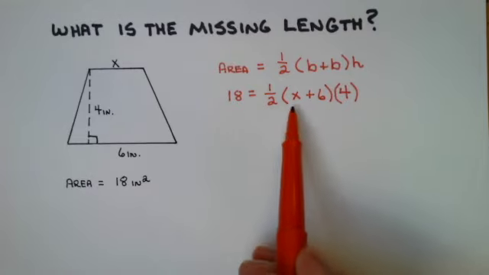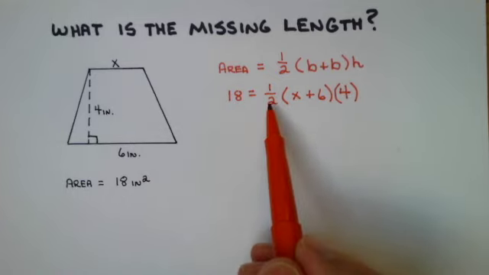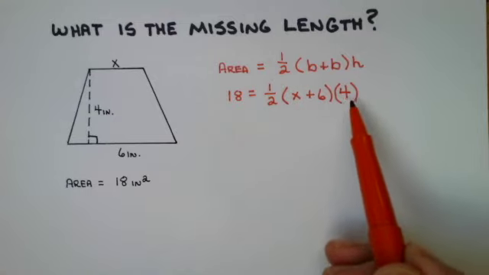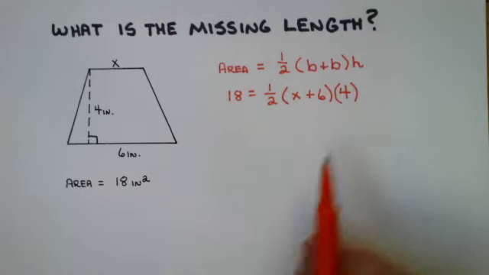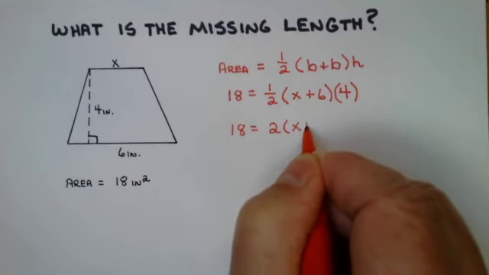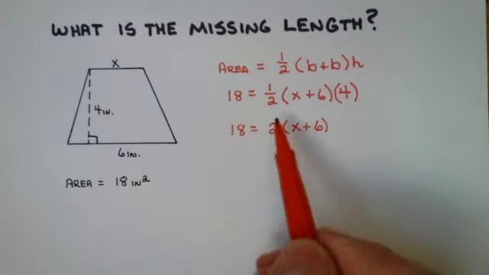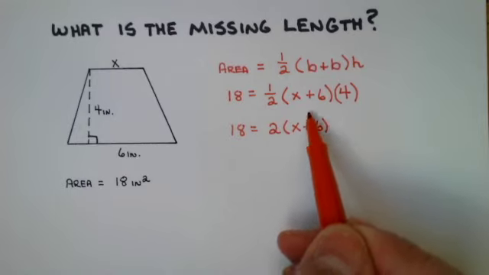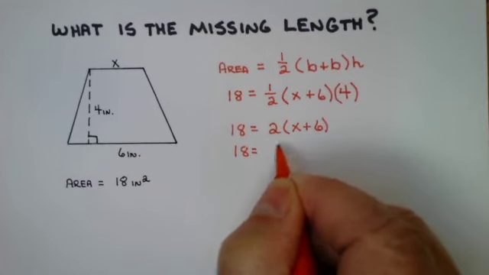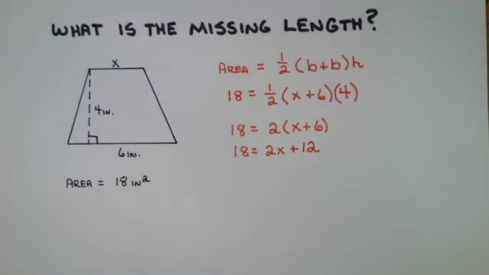I can take half of either this one or this one. I'm going to take half of what I know. I know what half of 4 is. So I'm not going to make this more complicated than it is. I'm simply going to take half of 4. What's half of 4? 2. This x plus 6 is still inside parentheses. Well, this parentheses means I need to distribute. I need to take that 2 and multiply it to each one of those. So 18 is equal to 2 times x is 2x. 2 times 6 is 12.